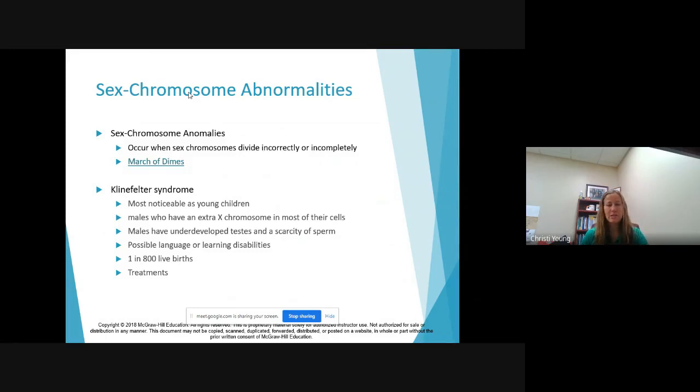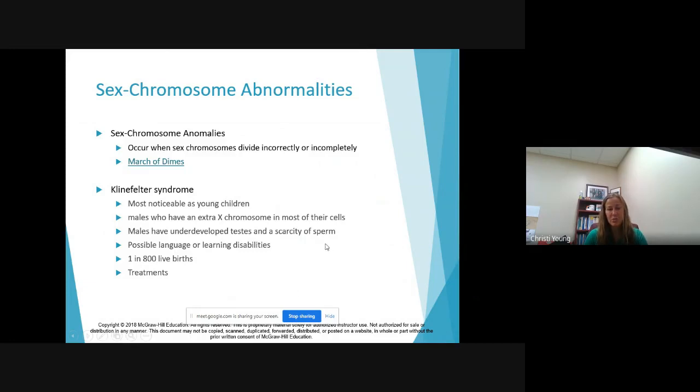These are more common in males because of the XY versus XX. Males only have one X chromosome, so if there is a deficit or an issue with that chromosome, it's more likely for that condition to be expressed. So Klinefelter's, as you can see, the rate at which it happens, as well as the conditions it produces. I've got males on here because, again, it's most often in males. Underdeveloped testes, scarcity of sperm, possible language and learning disabilities.